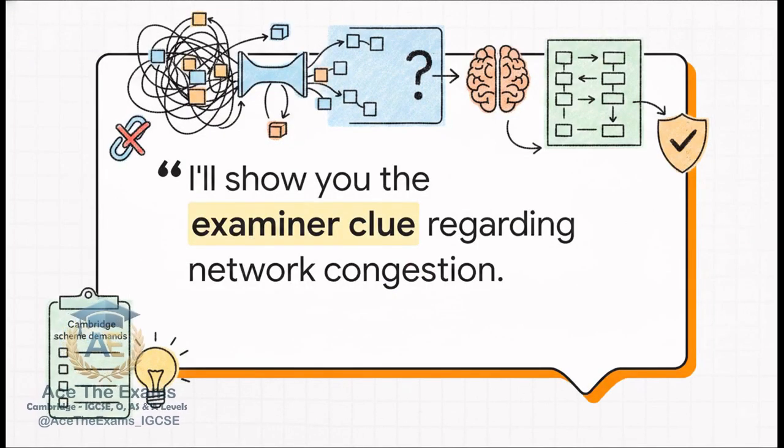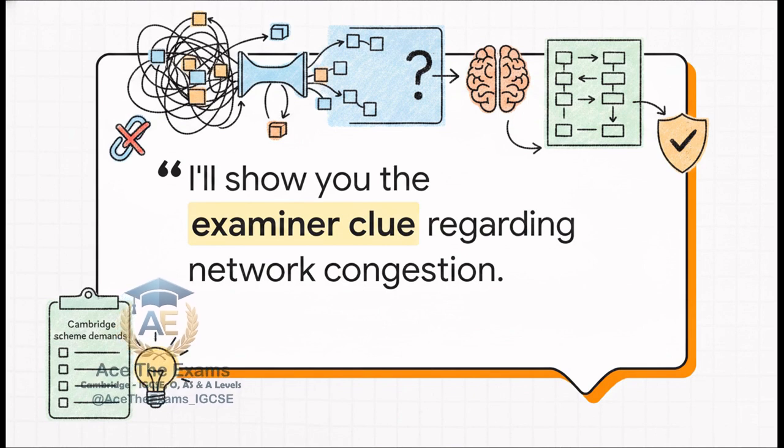Now, in a moment, I'll show you the exact examiner clue regarding network congestion that changes your answer entirely. But first, you need the framework that makes this clue obvious. You see, understanding the mechanism is really only half the battle. If you don't know how to structure that knowledge into the exact answer that the Cambridge mark scheme demands, you're still going to lose points.